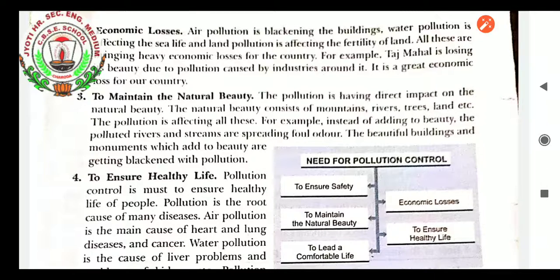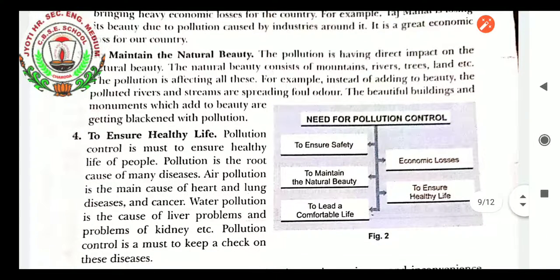To ensure a healthy life, pollution control is a must. Pollution is the root cause of many diseases. Air pollution is the main cause of heart and lung disease and cancer. Water pollution is the cause of liver and kidney problems, etc. Pollution control is a must to keep a check on these diseases. This shows that it ensures a healthy life. So pollution has to be controlled to ensure the healthy life of the people.